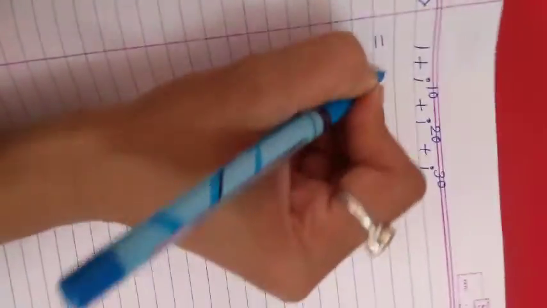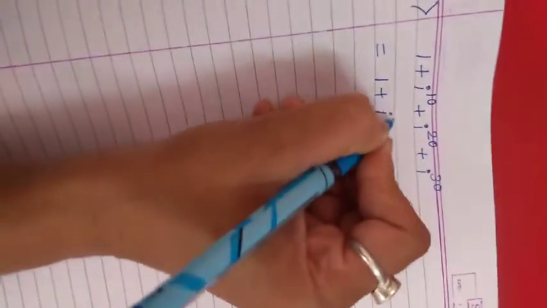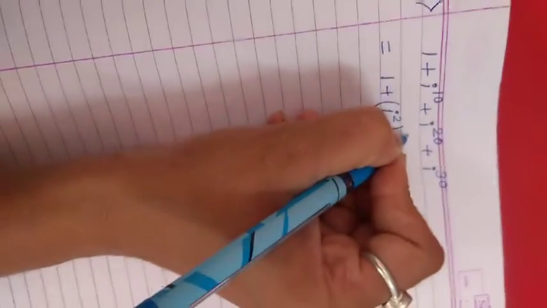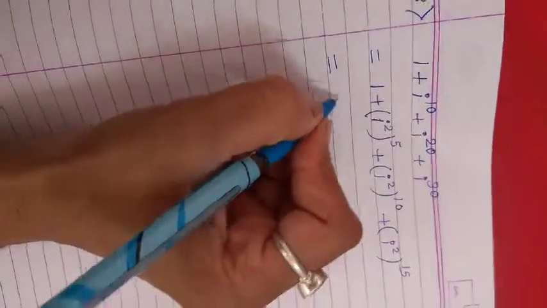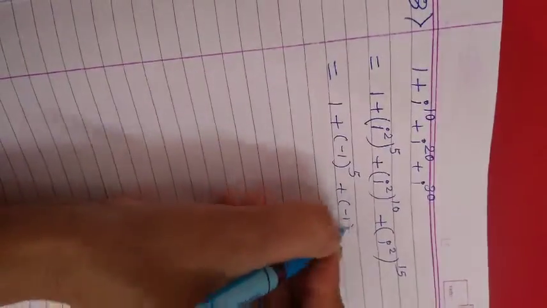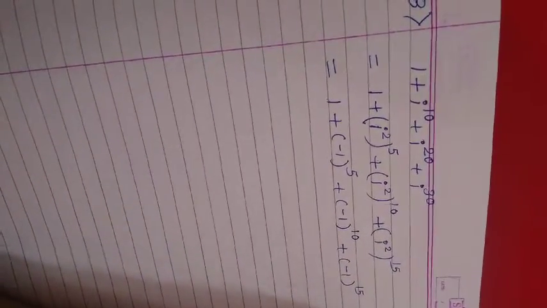So let's see, 1 plus. Now i to the power 10 means i square to the power 5, plus this is i square to the power 10. This is i square to the power 15. Now instead of i square we will write minus 1. So 1 plus (minus 1) to the power 5 plus (minus 1) to the power 10 plus (minus 1) to the power 15. Now since i square is minus 1.